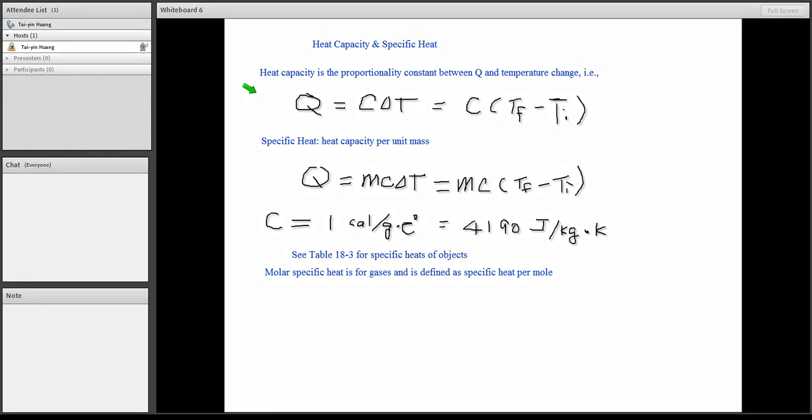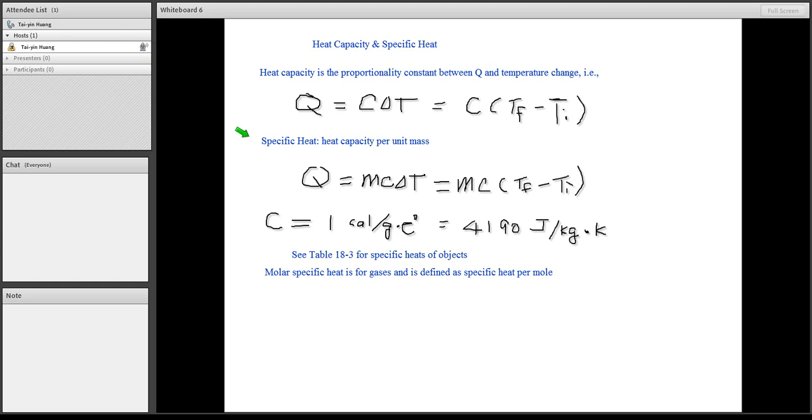So what is this C? This C is what we call heat capacity, and heat capacity is the proportionality constant between Q and the temperature change. Okay, and what we found is that heat capacity is not a really useful quantity. What we want to know is the specific heat. And what is the definition of specific heat? Specific heat is defined as heat capacity per unit mass.